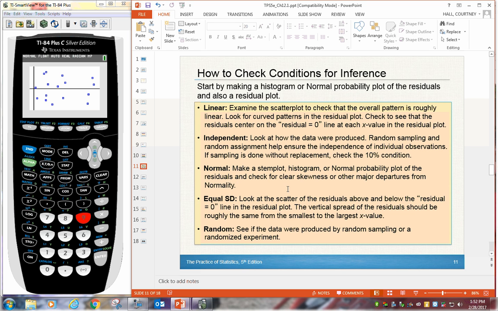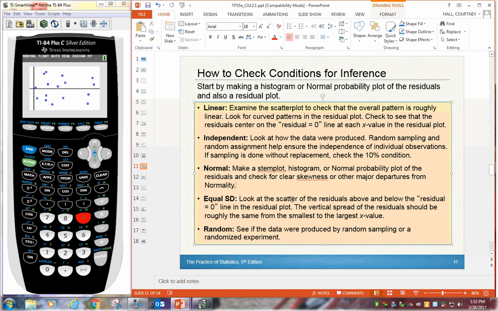For normal, you want to make a stem plot, histogram, or normal probability plot of the residuals and check for clear skewness or other major departures from normality. You'll see on the practice worksheet that we're not even able to do this one because they don't give us the data. But if they give you the data, then you're going to need to graph it and show the normal. Equal SD is the one that I kind of find to be a little bit confusing, so let's take a look at that.